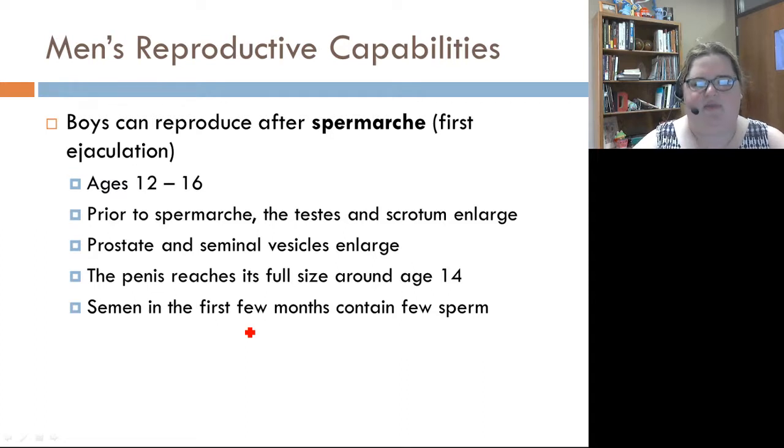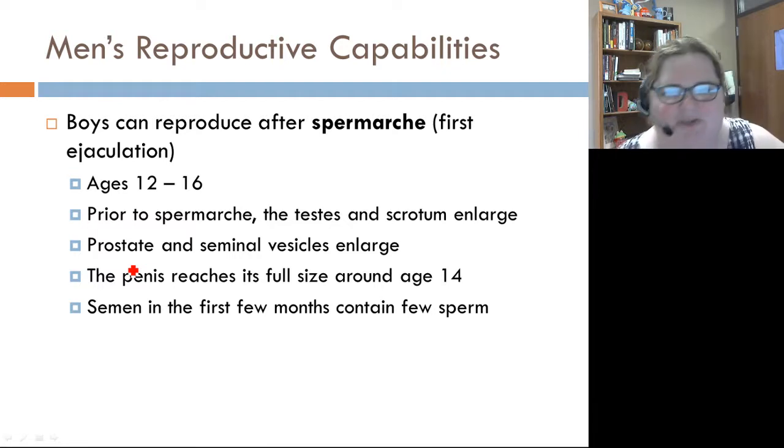And the testes, of course, are growing because they're producing testosterone, and the more they produce, the bigger they get, so that they can actually produce viable sperm. We also start to see the prostate and seminal vesicles enlarge. And so people are like, what is a prostate and what are seminal vesicles? I'm going to draw a picture.